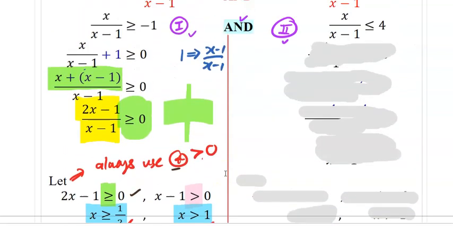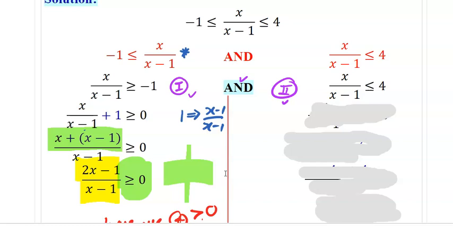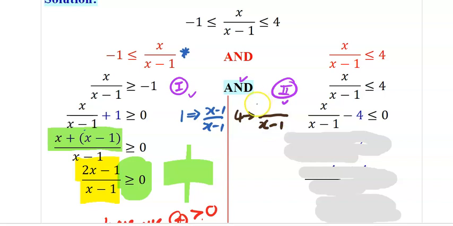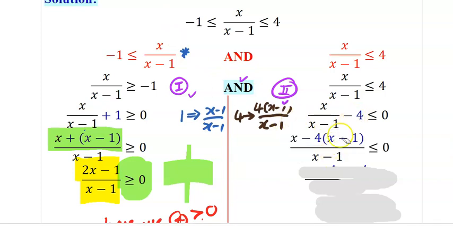Now we're back to case 2. For case 2, we're going to do a similar thing, where first of all, I would like to have the right hand side become 0. To get rid of the 4, we minus 4 on both sides. So now we obtain the 0. Next, the left hand side, I want it to be a single fraction. So I need to convert 4 into some terms over x minus 1. So it will just be 4 times x minus 1. And when we write it as a single fraction, this is the result that I have.